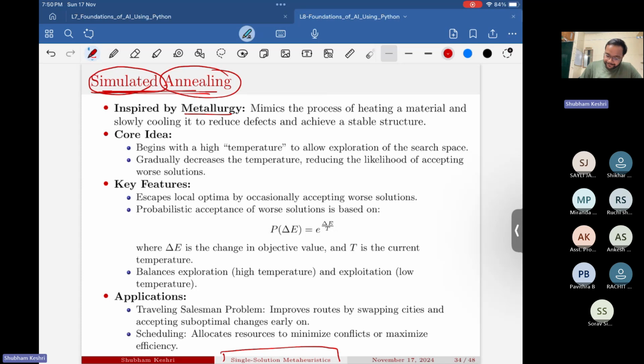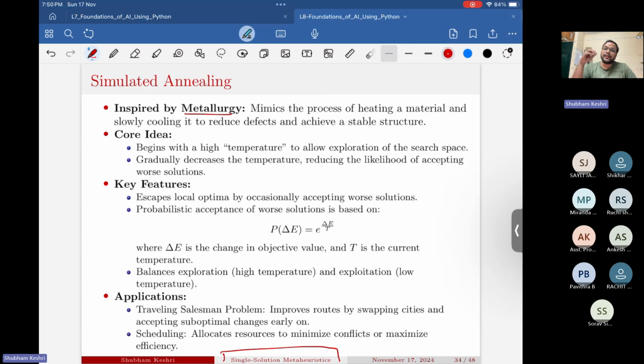So what are we doing? When we heat a metal, the randomness in the atoms is very high because it is in a very high energy state. So the atoms are moving very randomly with respect to one another. But when the temperature decreases, that randomness decreases, so the movement decreases. That idea is being used over here.